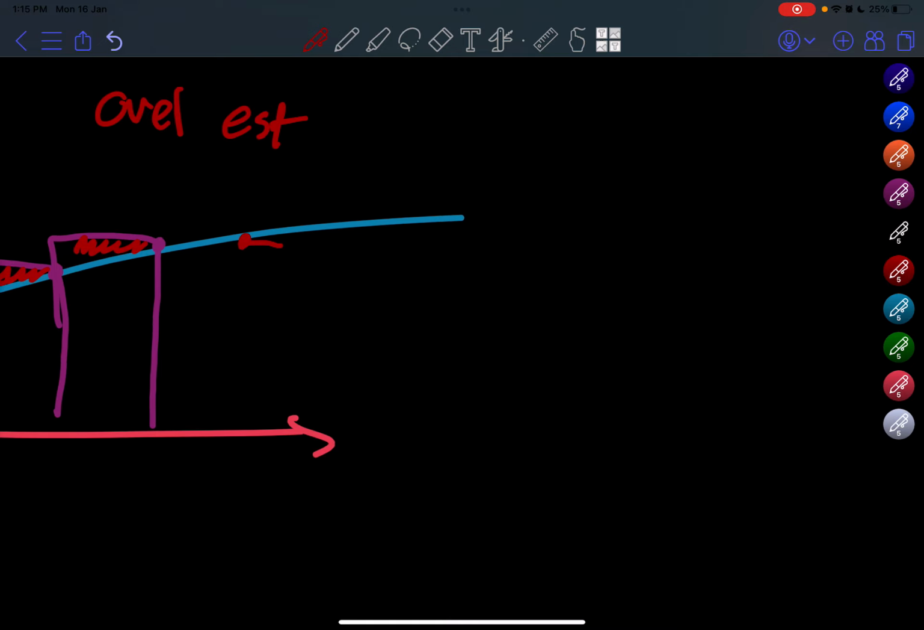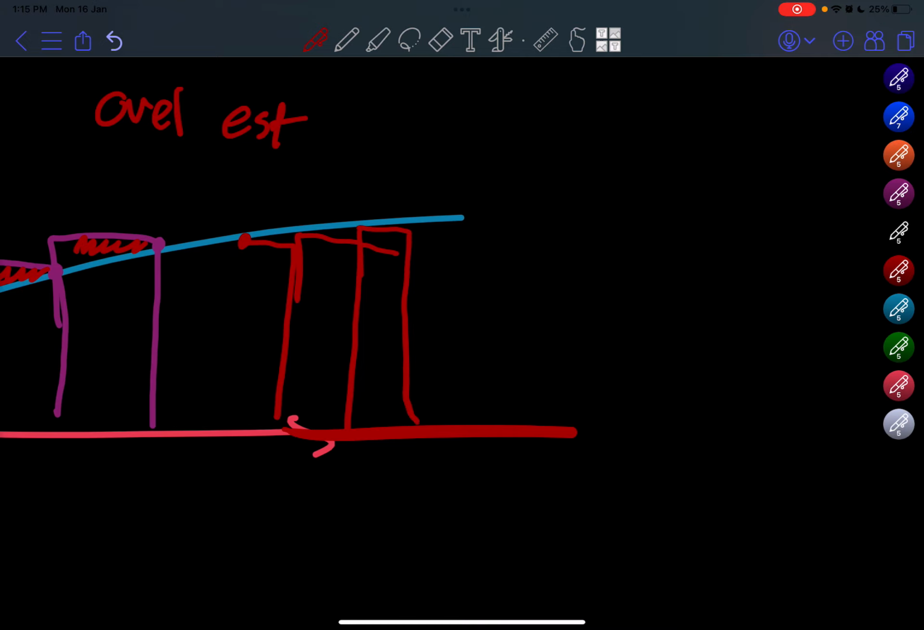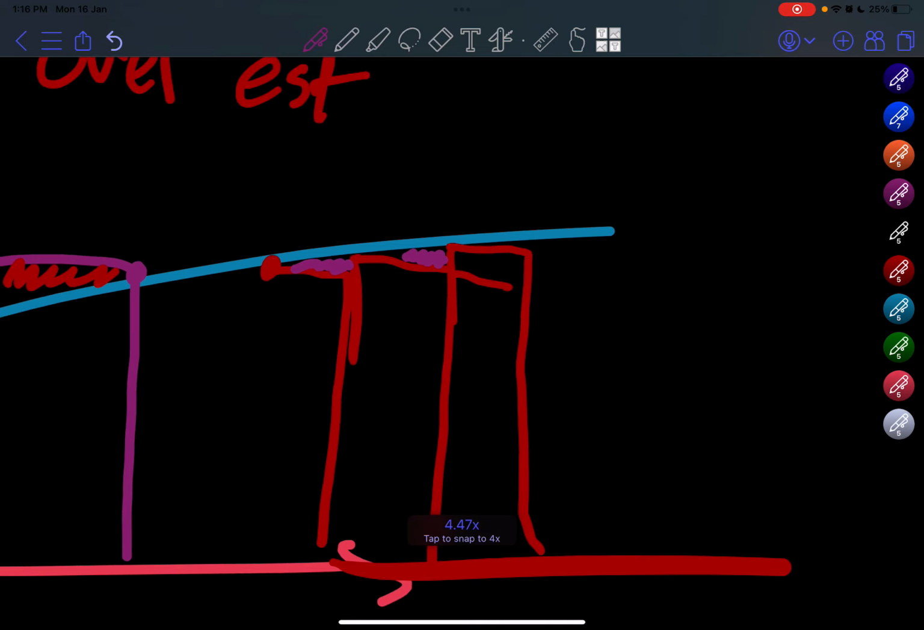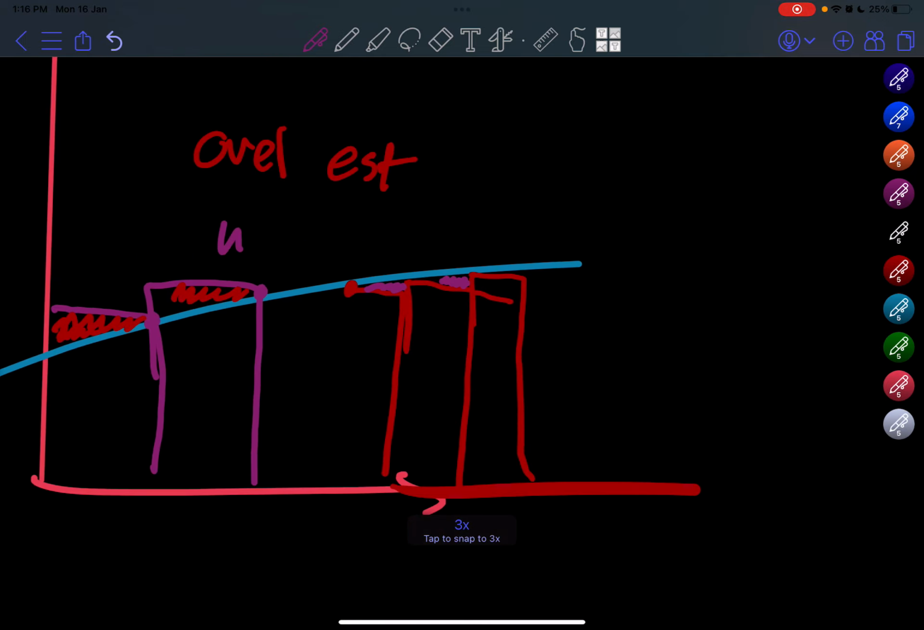But in case it's under, which is usually left sum, so let's draw it like this, and then let's just extend this a bit. It will be like this. So you can see here some space that is under the curve, and we call this underestimate.